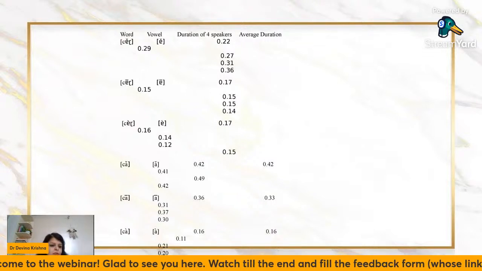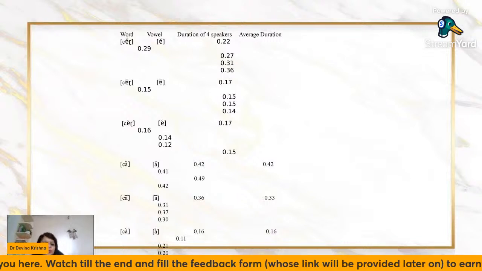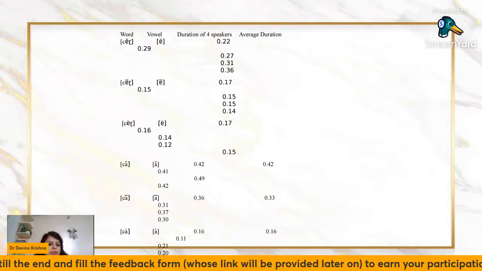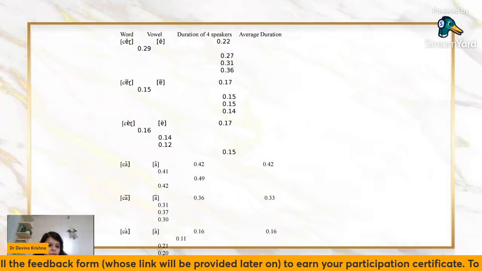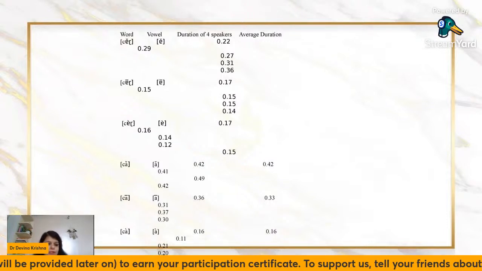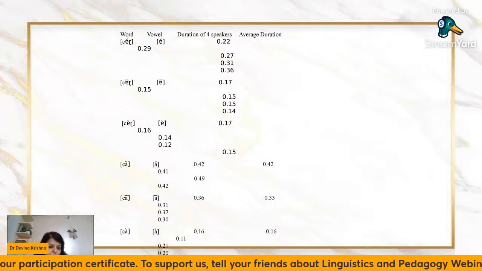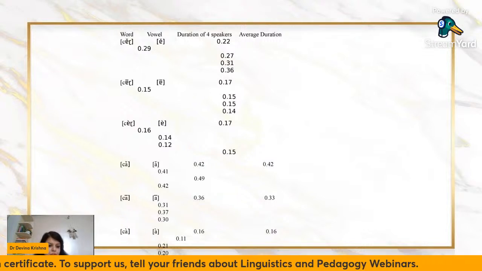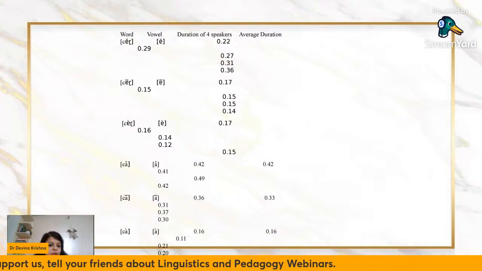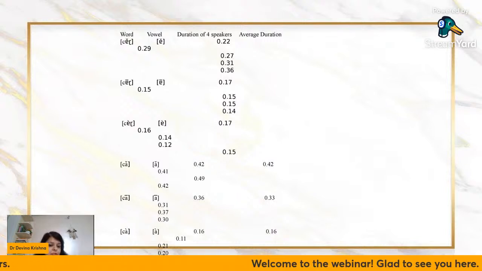This was just an example to show that in a tone language, the forms are the same. You can see the forms are all the same, cha, cha, cha. The only difference is in terms of the movement of the pitch. In the first case it is falling-rising, in the second case there is a mid tone, and in the final there is a low tone. We have the duration of the four speakers, and I have also given the average duration over here.